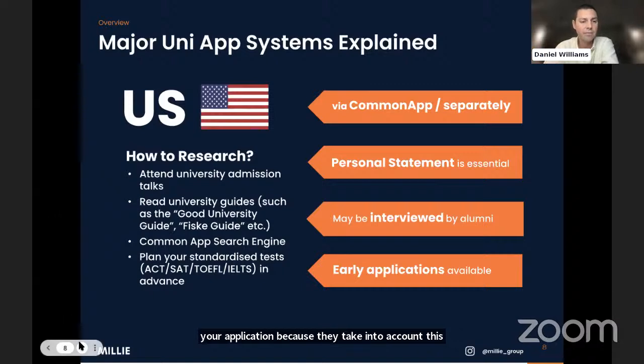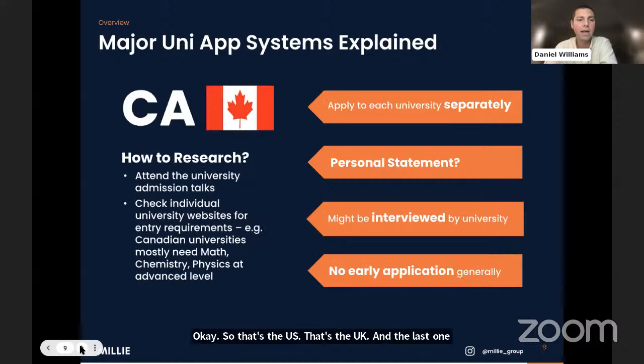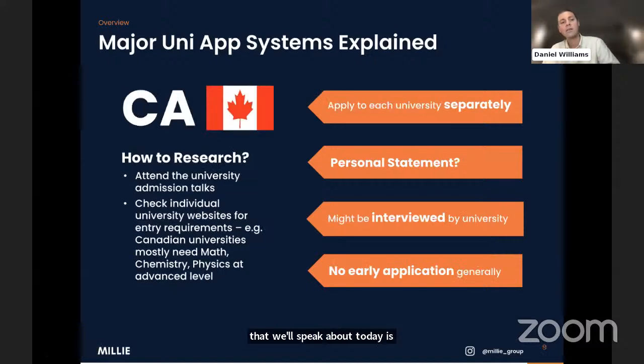Okay. So that's the US, that's the UK. And the last one that we'll speak about today is Canada. Canada is also relatively straightforward. Unlike in the US and the UK, there's no central portal that you use to apply to all your different schools. You apply to each university separately.